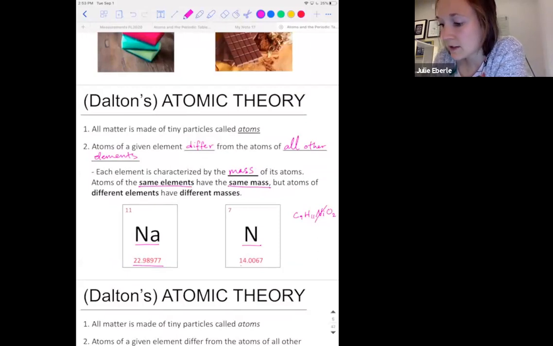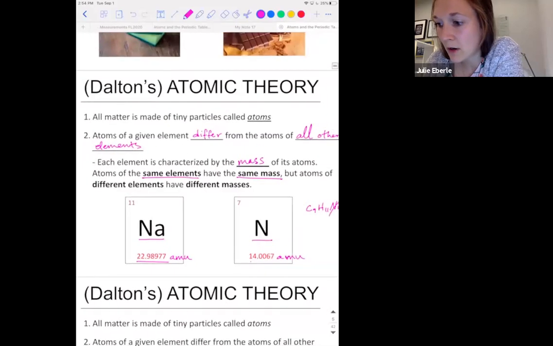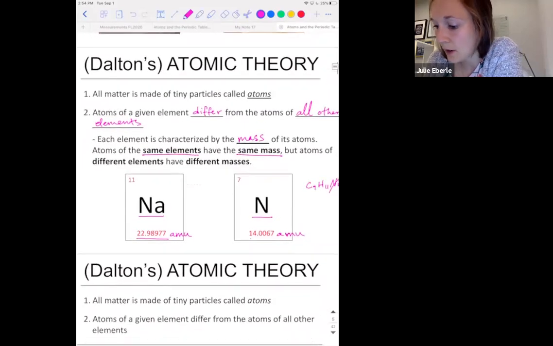Okay, so back to the masses of these things. So the units on this, and we're actually going to get into the units for elements. It's a unit called an AMU. So I'll explain what this acronym is in just a second. But you can see for sodium, it weighs almost 23 AMUs. It's almost double, well, not double, but it's definitely bigger than a nitrogen atom, okay? So different elements weigh different things. That's essentially what the second part of Dalton's atomic theory says, all right?